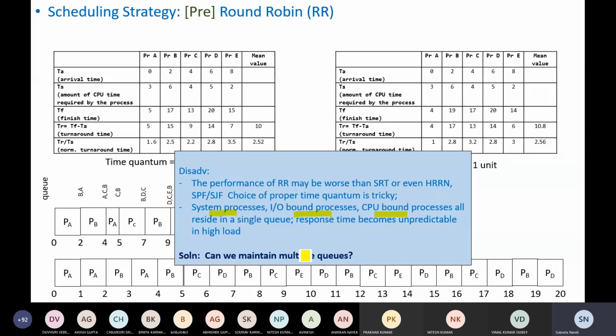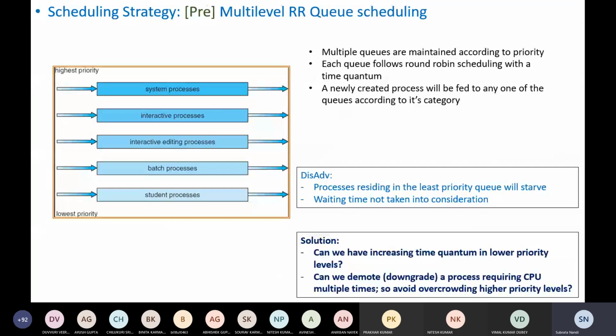So the basic modification of this is, can we maintain multiple queues just to overcome that problem, or once we note that issue, can we take care of that? Okay, so the point is, instead of maintaining a single queue in a round robin fashion, can we maintain multiple queues? So this gives us the notion of another scheduling algorithm, known as multi-level round robin queue scheduling.